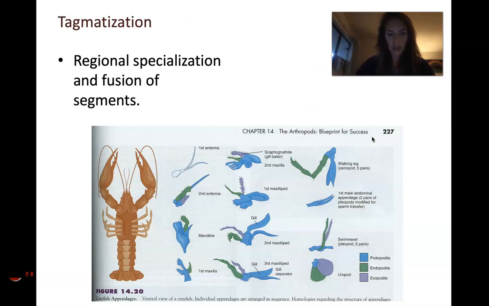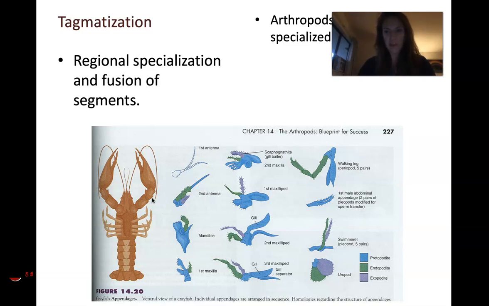Okay. And tagmatization is going to be regional specialization and fusion of those segments. Okay, so they have segments and then they have fusion of segments. And we see this really nicely in the arthropods because if you look at something like a lobster, you see that they have all these different segments with multiple legs on them. And then once you have all these legs, now you can specialize. You can have legs that swim, legs that walk, legs that grab, right? So it gives a lot of options then for these animals to move and to feed and to reproduce.